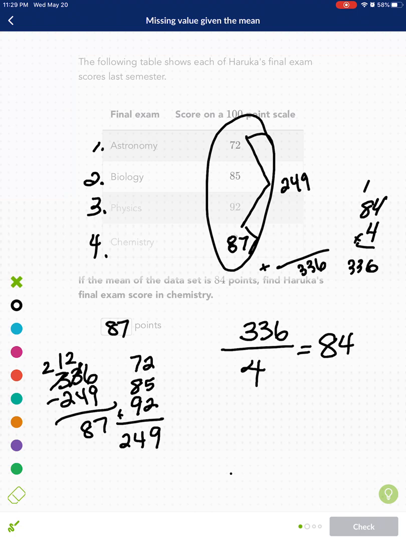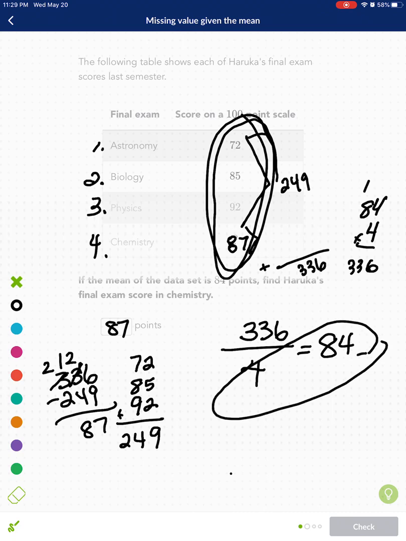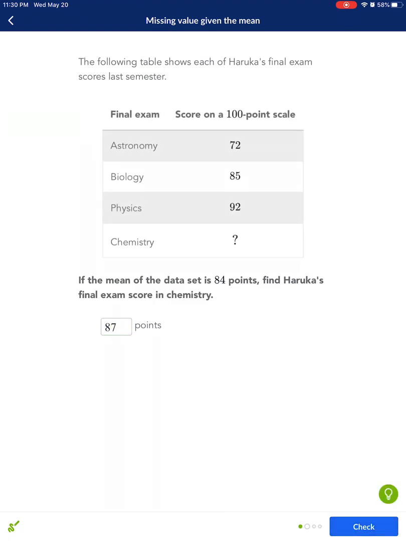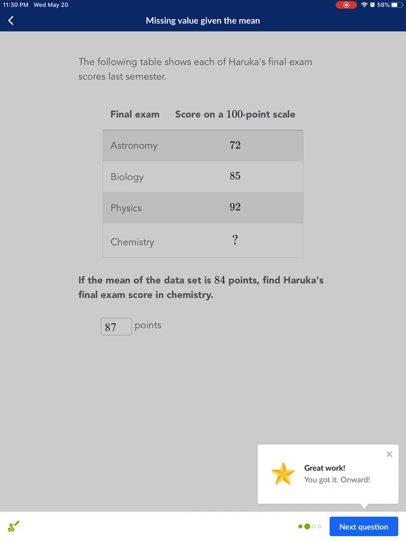All right, and again, how did I get that? Well, we need this to add up to 336. Why? We have 4 pieces of data. We know the average is 84. So we took these two numbers and multiplied, and we got 336, right? And we know that up here, 249 was what we had accounted for. So to get to 336, we're missing a score of 87. So let's go ahead and type in 87. 87, check. Woo-hoo. All right.